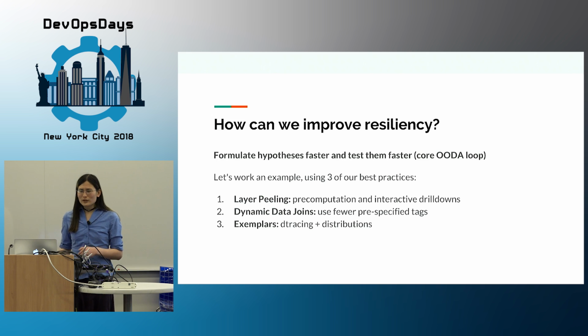So we're going to work a real example that has 3 key techniques that we're going to demonstrate for you. First of all is layer peeling. Second is doing arbitrary data joins. And finally is the concept of mashing together your distributed traces or high cardinality tags with your distribution data. So those are the three techniques that we aim to demonstrate for you.